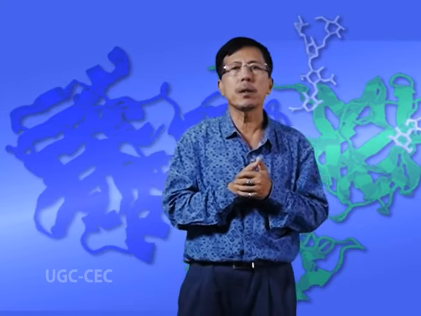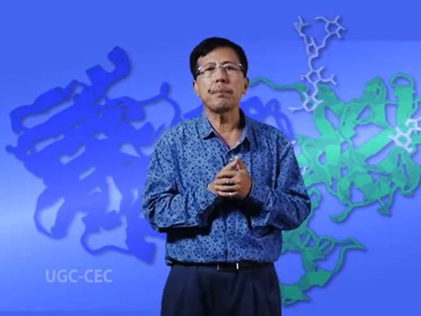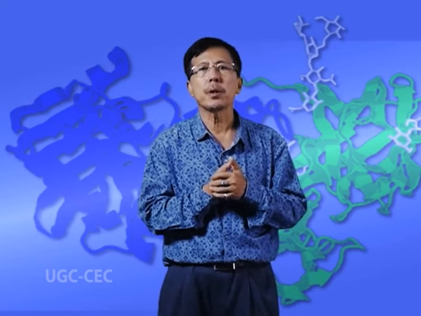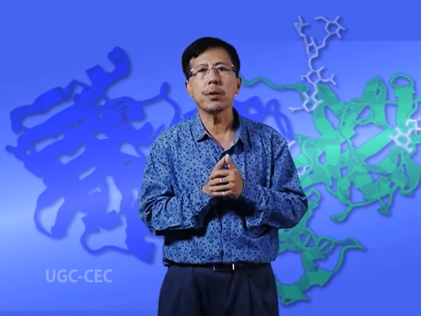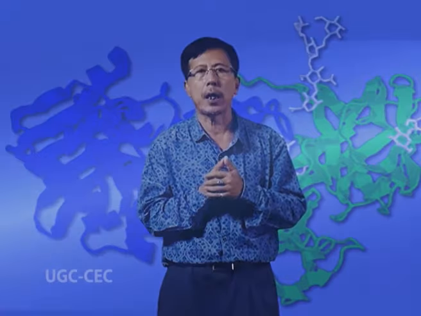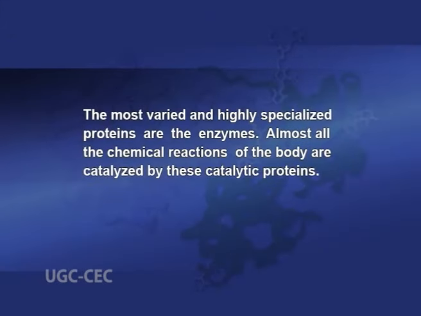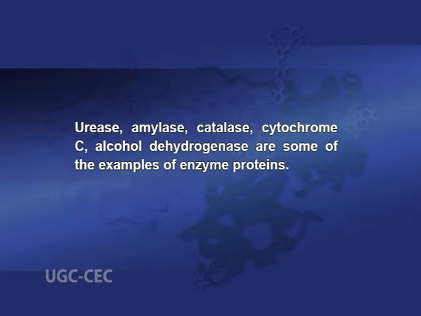Based on their functions, proteins may be classified into various groups such as catalytic proteins, which are mostly enzymes. The most varied and highly specialized proteins are the enzymes. Almost all the chemical reactions of the body are catalyzed by these catalytic proteins. Urease, amylase, catalase, cytochrome C, alcohol dehydrogenase are some of the examples of enzyme proteins.